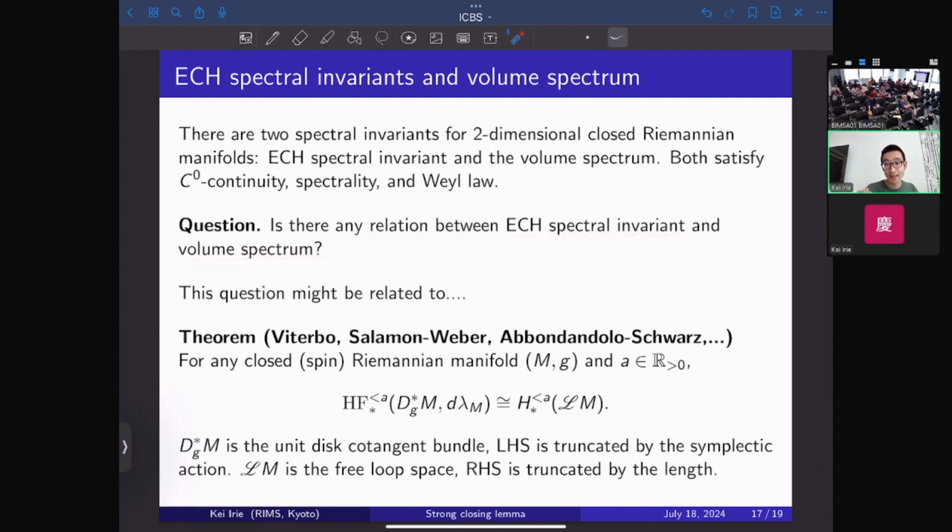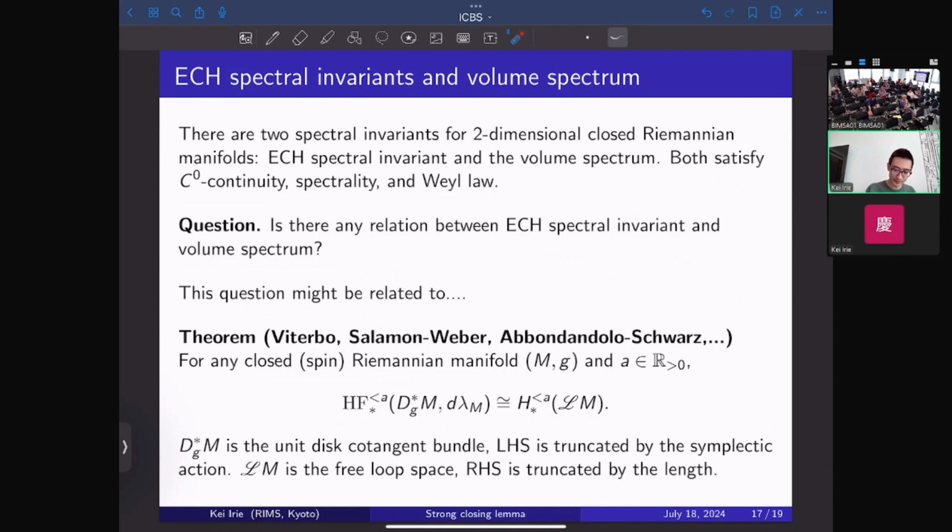And if there is any positive answer to this question, it will be a version of the following well-known theorem in symplectic geometry due to Viterbo, Salamon-Weber, and Abbondandolo-Schwarz, which says that for any closed Riemannian manifold and any positive number A, the Floer homology of the cotangent bundle, truncated by the symplectic action, is isomorphic to the homology of the free loop space, truncated by the length.